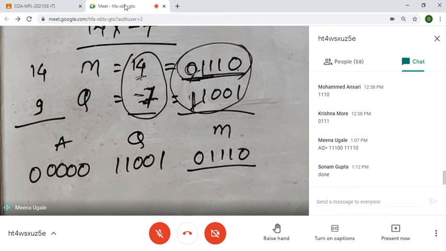So the number you are getting now in AQ, it is the 2's complement of 98. For your answer verification, you can take the 2's complement of the number you are getting in AQ, and it should be plus 98. That is just for your verification, you can try.